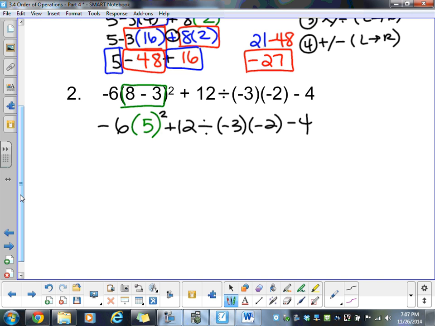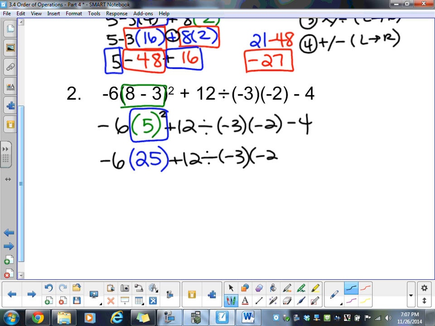That's parentheses. Second step says we're looking for exponents. Well, we have one exponent here, and that's this 5 squared. So again, I'm going to write down my negative 6. My 5 squared is the same as 5 times 5. That's going to be a 25. And again, I'm going to write down the rest of my problem because I'm not ready to do those steps yet. All right. So now we've done parentheses. We've completed our exponent step.